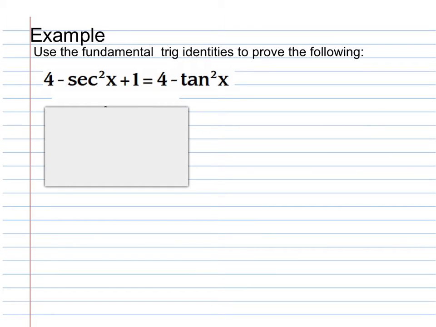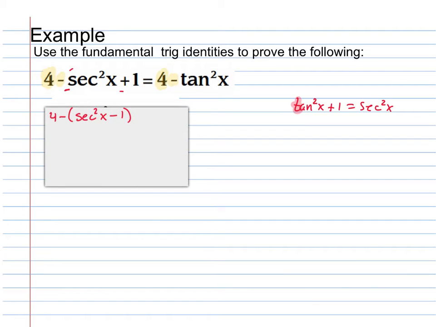So I need to change this piece right here to look like this piece. I want you to notice that on both sides, I have a 4. I have the negative. What I need is a tangent. So we know that tangent squared of x plus 1 is equal to secant squared of x. So let's just say, factor out a negative from both of these, I'm going to get a positive secant squared of x minus 1.